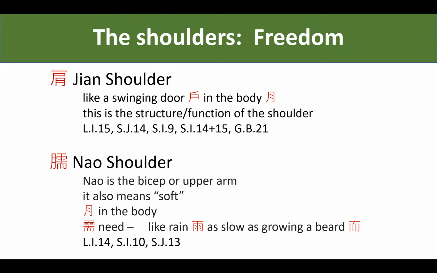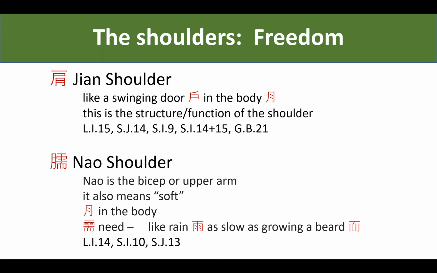Now the shoulders. The shoulders represent freedom. There are two ways to spell out shoulder, and you see that in point names. Some will say jian, the shoulder, and that's like a swinging door inside the body. That's the structural function of the shoulder, and the points that have that character are large intestine 15, Sanjiao 14, small intestine 9, small intestine 14, small intestine 15, gallbladder 21, the shoulder well.